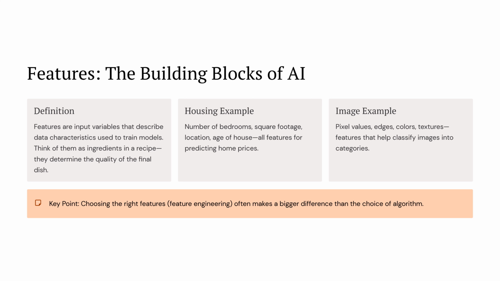For example, when predicting house prices, features can be the number of bedrooms, square footage, or location. In images, features are pixel values, colors, edges, or textures, things that help classify what is inside a picture. And here is the golden rule: choosing the right features often matters more than the algorithm itself. This is why feature engineering is one of the most powerful skills in AI.